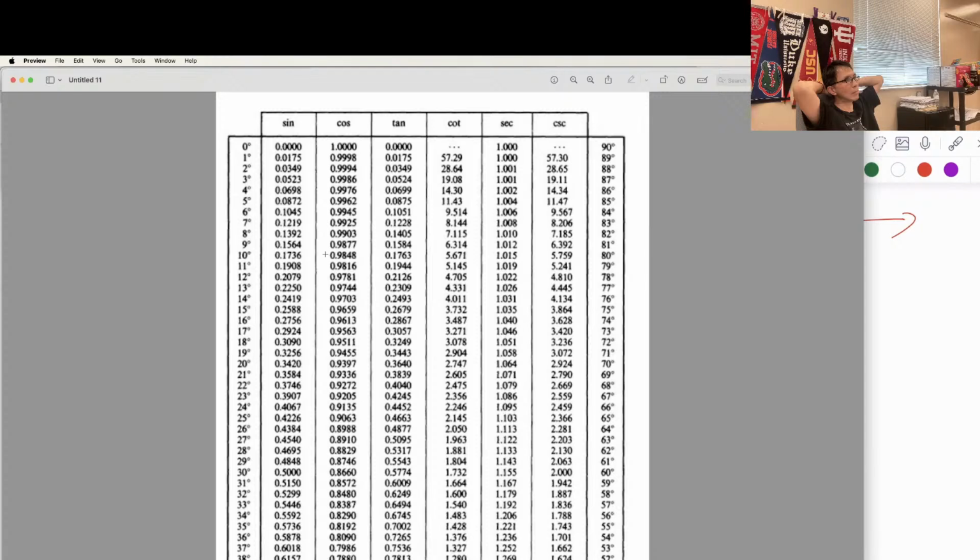I'm teaching you guys old math that is already lost. You can't even find this image anymore.